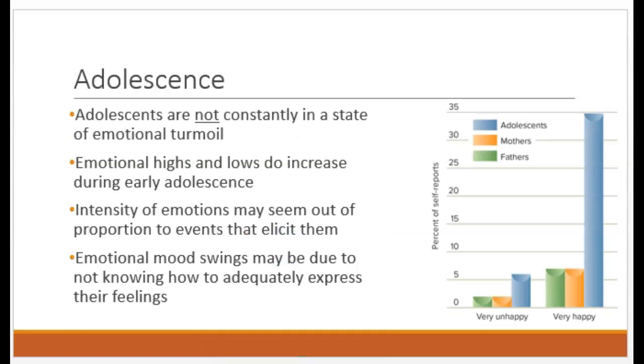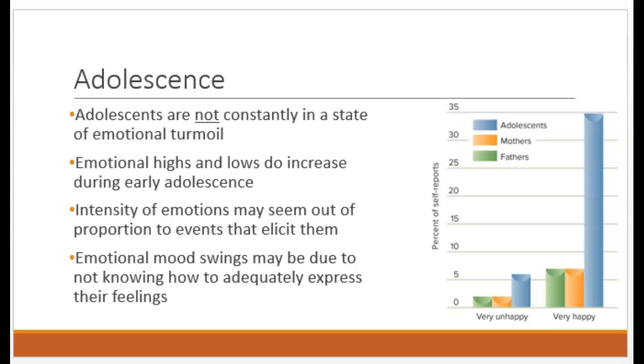Contrary to popular belief, adolescents are not all in a constant state of emotional turmoil. They have ups and downs just like the rest of us, although these highs and lows do increase a bit. Moodiness is a normal aspect of early adolescence. Mostly it's just that the intensity of all their emotions is more extreme. Compared to their parents, teens are 5 times more likely to report being very happy and 3 times more likely to report being very unhappy.